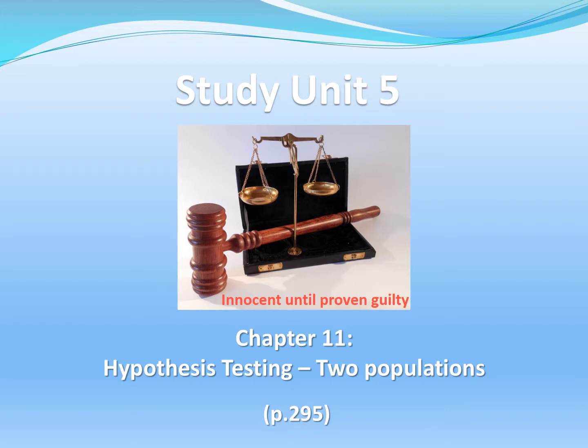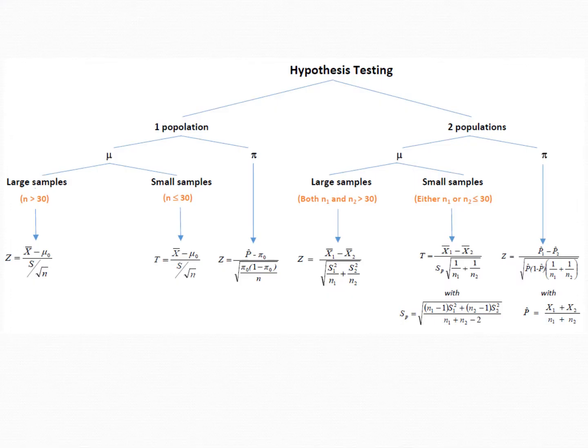Good day. In study unit 5, we are going to look at chapter 11, which is on hypothesis testing for two populations. In chapter 10, we looked at hypothesis testing for one population when we tested the mean for large samples and small samples and for the population proportion. Now in chapter 11, we focus on two populations.